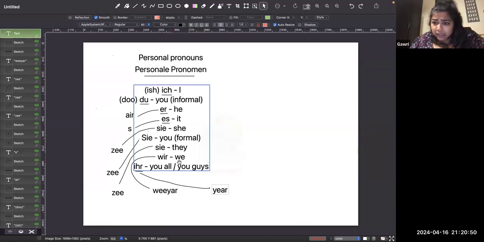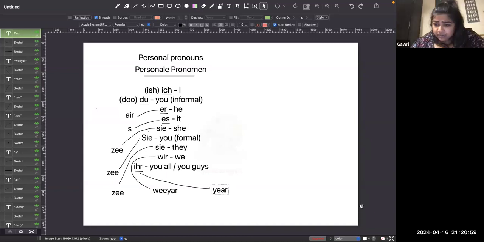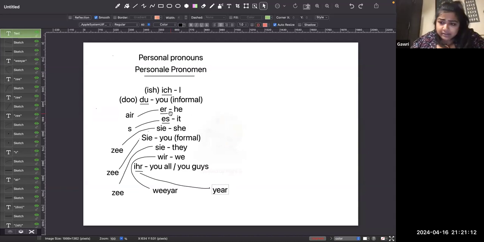So Ashwati, please pronounce it. Ich, du, er, es, sie, wir, ihr. Correct. Kasturi, can you please pronounce it? Ich, er, es, sie, ihr. Correct. Then Surya, can you please pronounce it? Surya? If you are speaking, we cannot hear you, Surya.